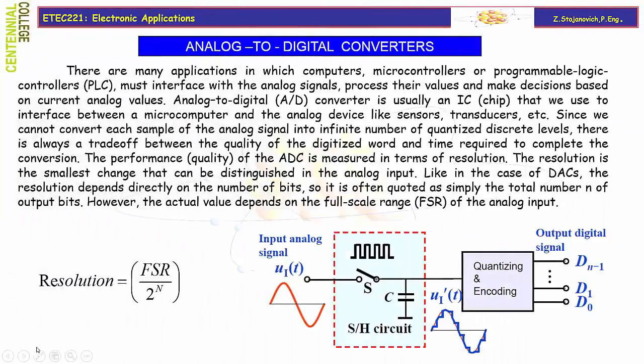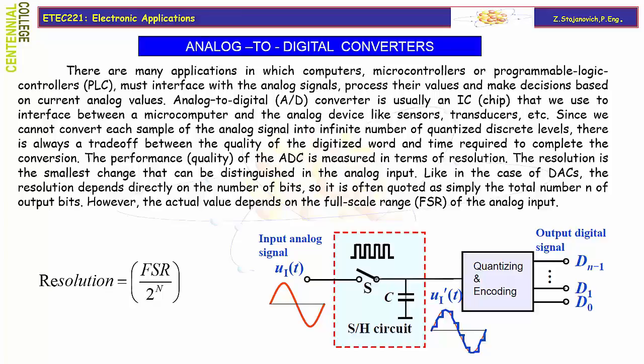There are many applications in which computers, microcontrollers, or programmable logic controllers, or PLCs, must interface with the analog signals, process their values, and make decisions based on current analog values. Analog to digital converter is usually an IC chip that we use to interface between a computer and the analog device like sensors, transducers, and so on.